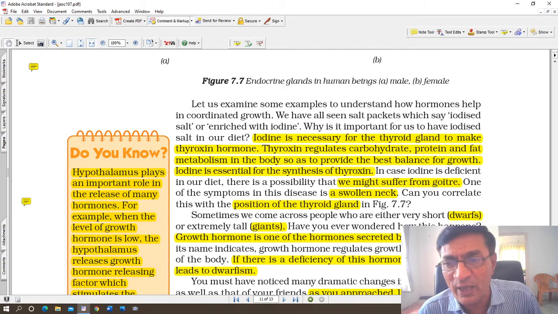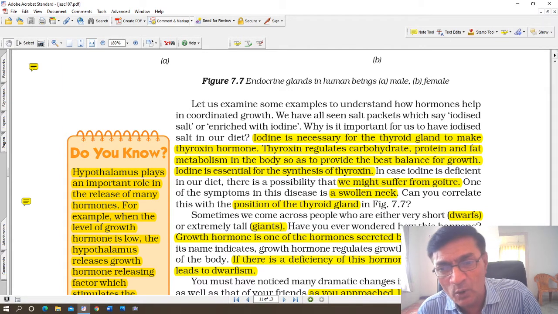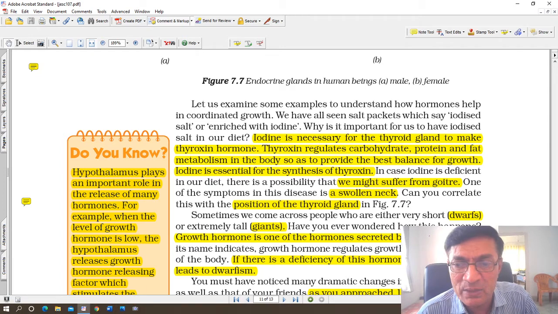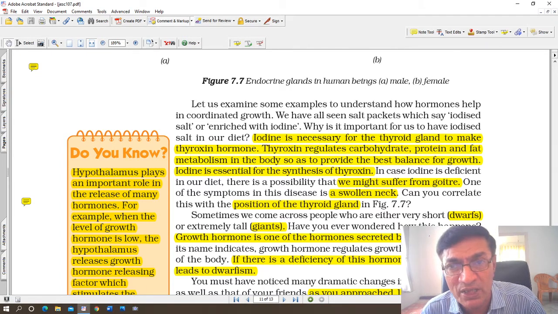Iodine is necessary for the thyroid gland to make thyroxine hormone. Thyroxine regulates carbohydrate, protein and fat metabolism in the body so as to provide the best balance for growth. Iodine is essential for the synthesis of thyroxine in the thyroid gland. In case iodine is deficient in our diet, there is a possibility that we might suffer from a condition called goiter.